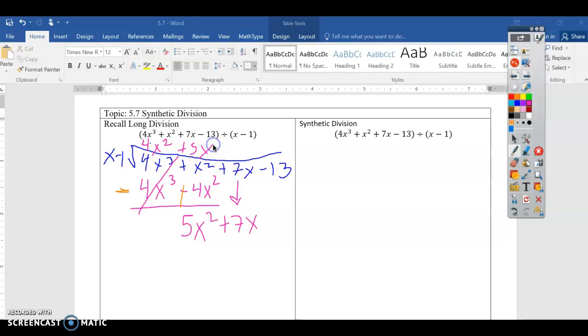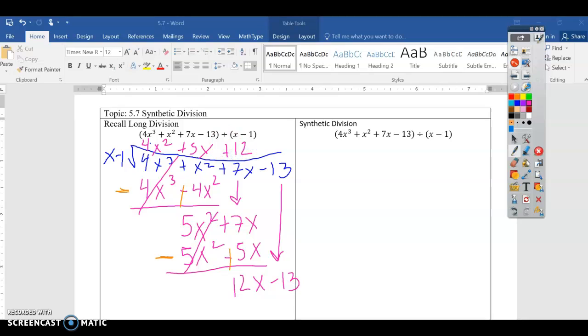Plus 5x, because x times 5x is 5x squared. Negative 1 times 5x is negative 5x. Subtract those two polynomials, so we're going to switch the signs. So 5x squared minus 5x squared is 0. 7x plus 5x is 12x. Bring down the negative 13.